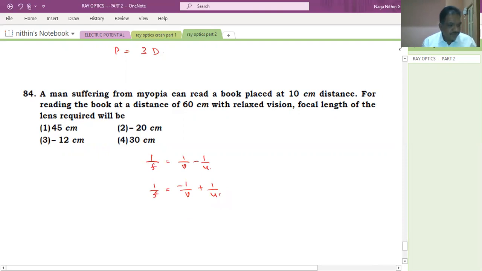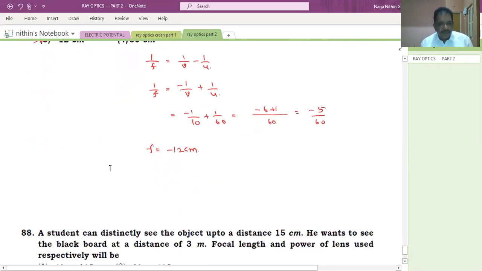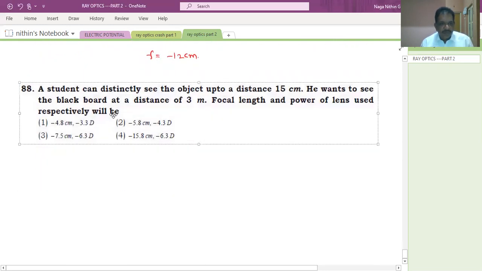So here, image distance will be 10 centimeter, object will be at 60 centimeter. So minus 1 by 10 plus 1 by 60. So LCM, this will be 60. This will be minus 6 plus 1, minus 5 by 60. So F value will be minus 12 centimeter. Okay. Next, last problem.